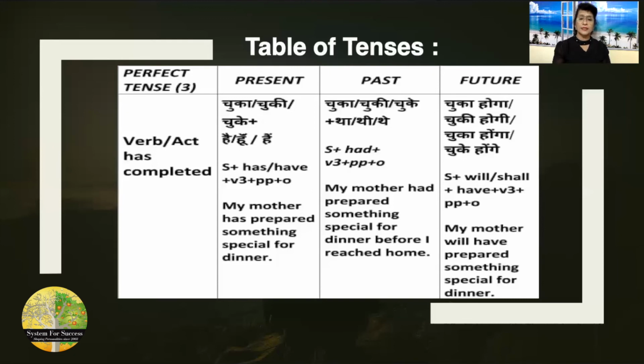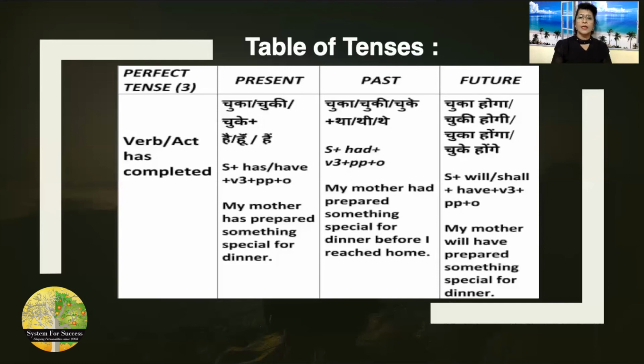मेरी मम्मी डिनर के लिए कुछ स्पेशल बना चुकी है. My mother had prepared something special for dinner before I reached home. मेरे घर पहुंचने से पहले ही मेरी मम्मी डिनर के लिए कुछ स्पेशल बना चुकी थी. Most of the time, past perfect tense is used in those sentences where two actions or two verbs are being performed one after the other.